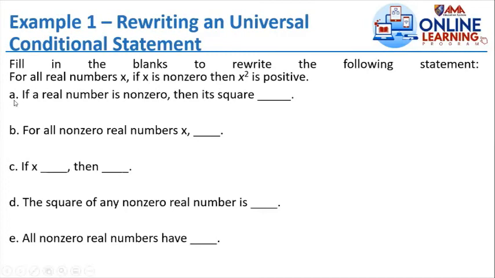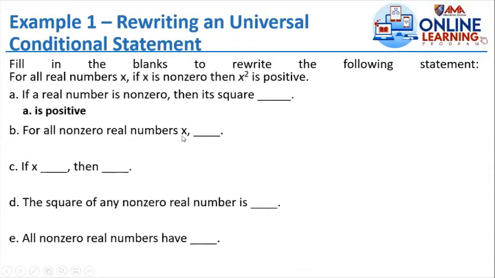For example, kay A, if a real number is non-zero, then its square. So, kung babalik tayo dito sa given, x squared daw is positive. So, x squared is the same with this one, yung square ng real number. So, the square of the real number is positive. So, that should be the answer. Dito naman for B, for all non-zero real numbers x, nag-mention tayo ng x dito. So that means dapat na-mention natin siya ulit dito.